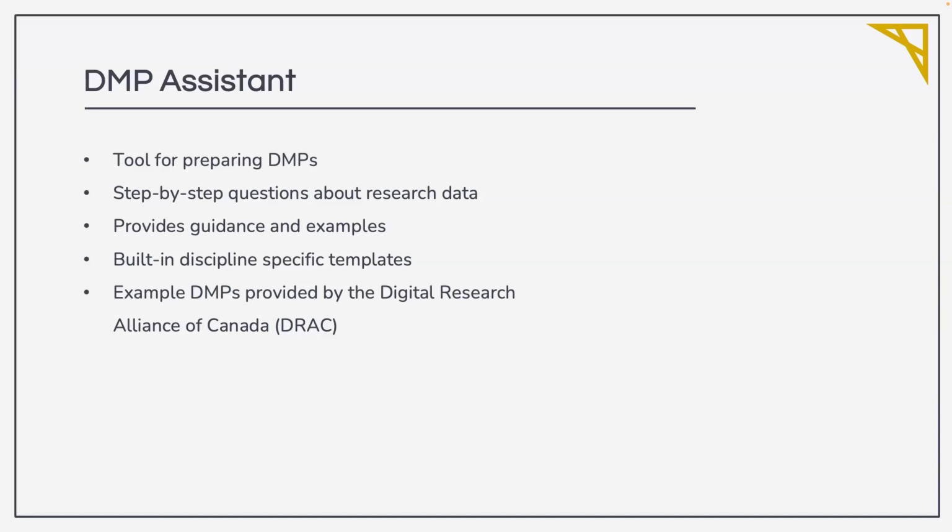For each question, they do provide suggestions on how you can approach them. There are also some built-in discipline-specific templates. I'll speak a little bit more about that, but for specific types of research, they will ask different questions to help you think about different things. There are examples provided by the Digital Research Alliance of Canada, as well as public data management plans that are shared within the DMP Assistant itself. Both those links can be found on that resource guide.